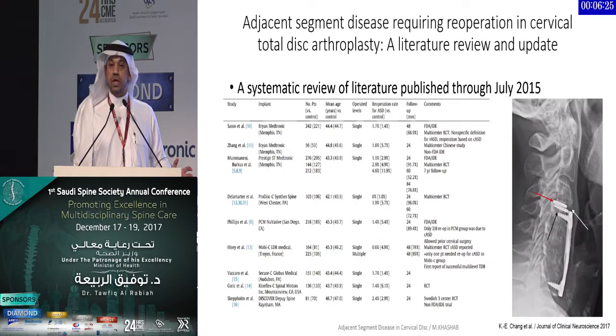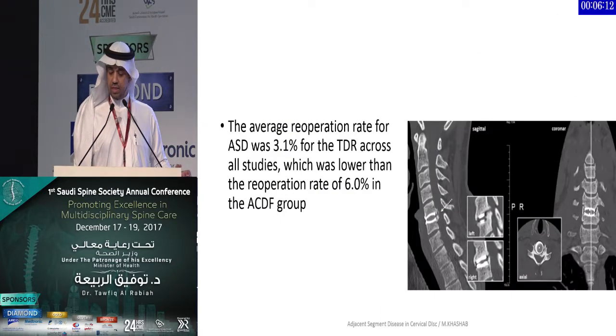Looking at this systematic review published in 2015, they looked at 9 RCTs comparing total disc replacement, and they found that the reoperation rate for adjacent level disease after the use of disc replacement was about 3%, and for ACDF about 6%. So there's a doubling of the percentage, but it's still comparable.